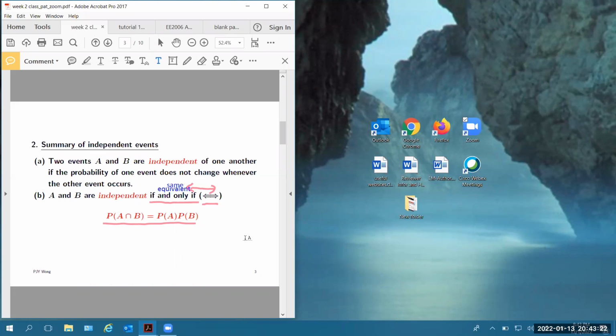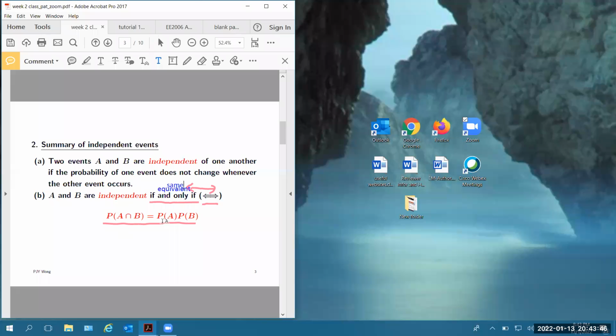Everybody okay? So this actually gives a very convenient tool for us to check independence. If you want to check independence, you just go and check whether this formula holds or not. If it holds, that means independent. If it doesn't hold, it means not independent.